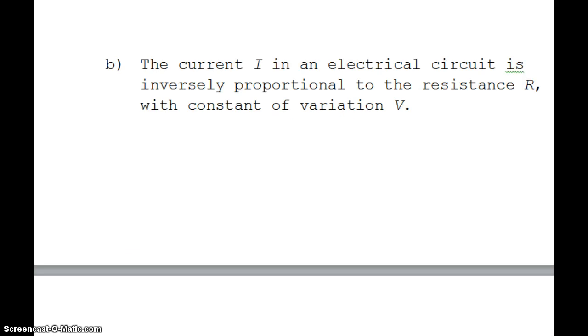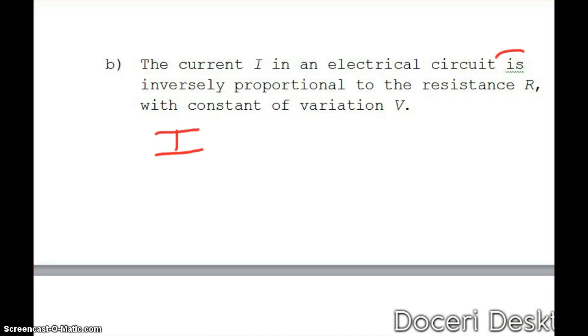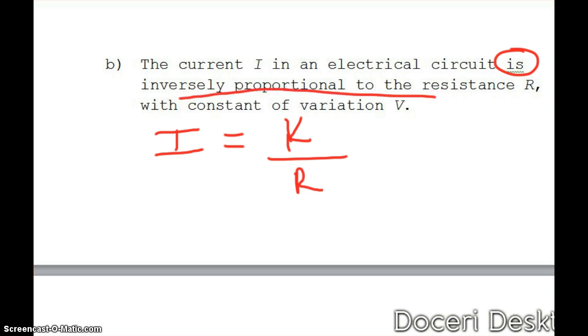Okay, and then for part B, we have the current I in an electrical circuit is inversely proportional to the resistance R with constant of variation V. When I is inversely proportional, we're not going to multiply, but we're going to put K on top as a numerator, and it's inversely proportional to the resistance, which is R. Then it comes back and says, well, actually our constant of variation is V. So we're going to replace the K, which represents the constant of variation, with V, and we get I equals V over R.